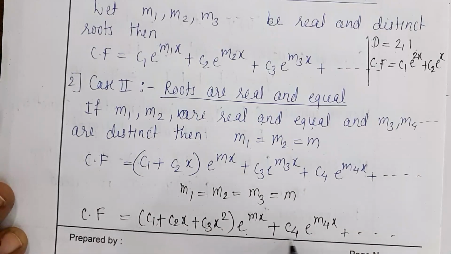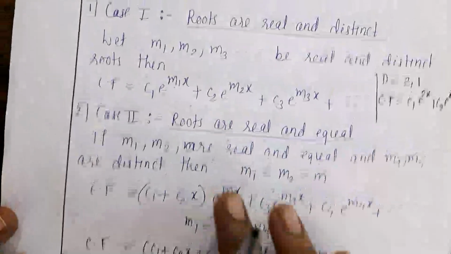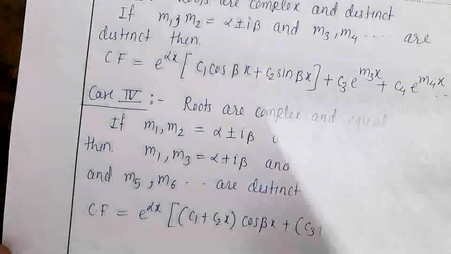So we can write like this when roots are different. We can write like this if the roots are equal. So if 4 roots are equal, we will get c1 plus c2x plus c3x square plus c4x cube, e to the power mx. Next, case 3.